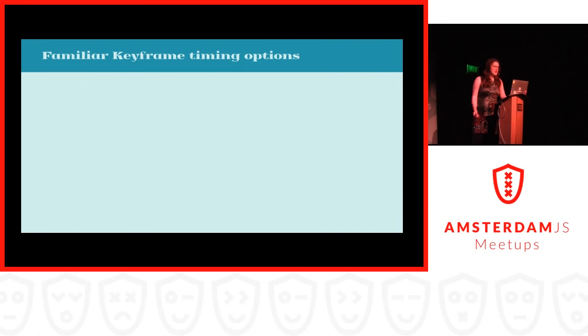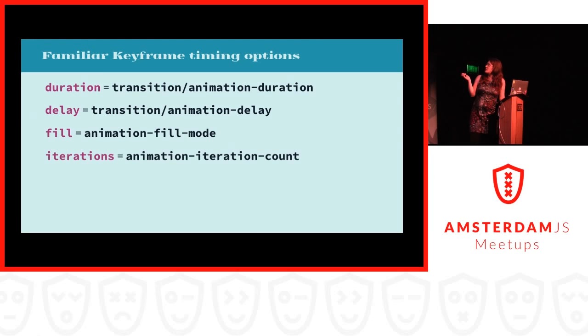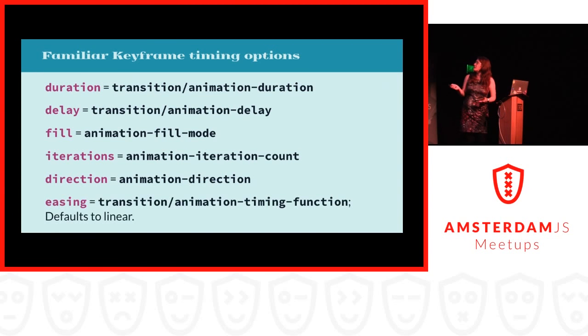So we know a lot of these options from their CSS counterparts. Let's take a look at some of our familiar friends. Duration, oh my gosh, it's transition duration or animation duration. Delay, we know you. Fill, iterations, it's just a really nicer way of saying animation-iteration-count. They're so shorter, more concise, I love it. Direction and easing, oh, it's the appropriate term for that.